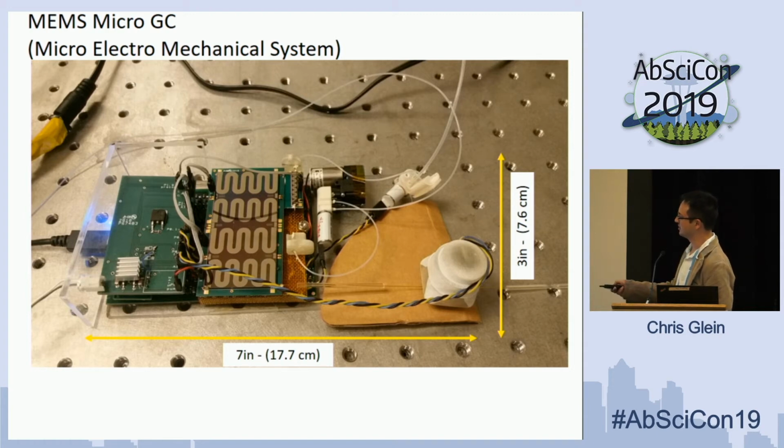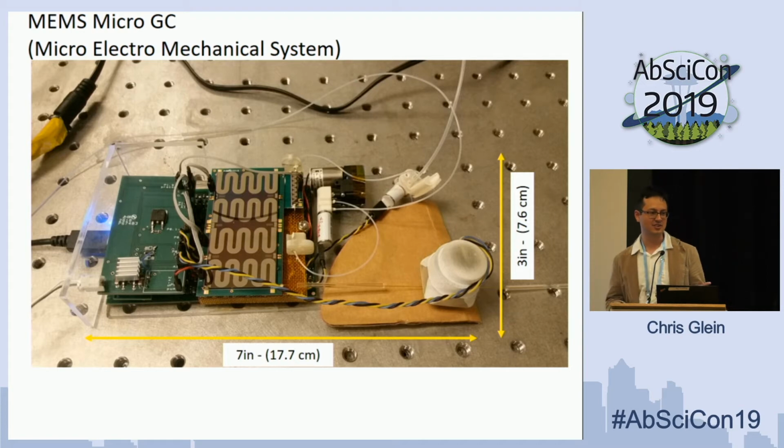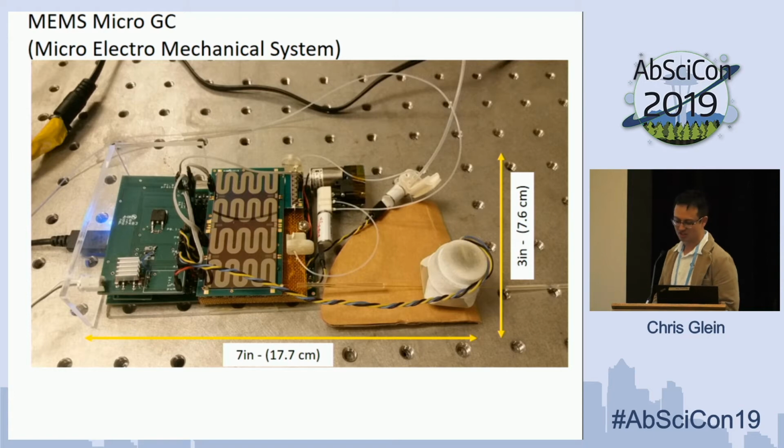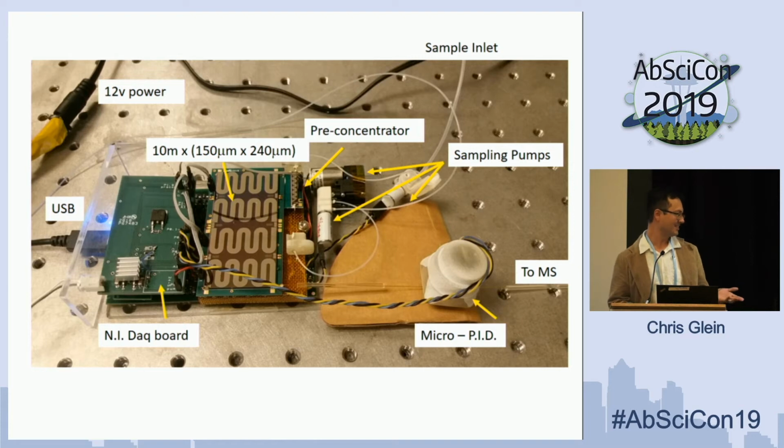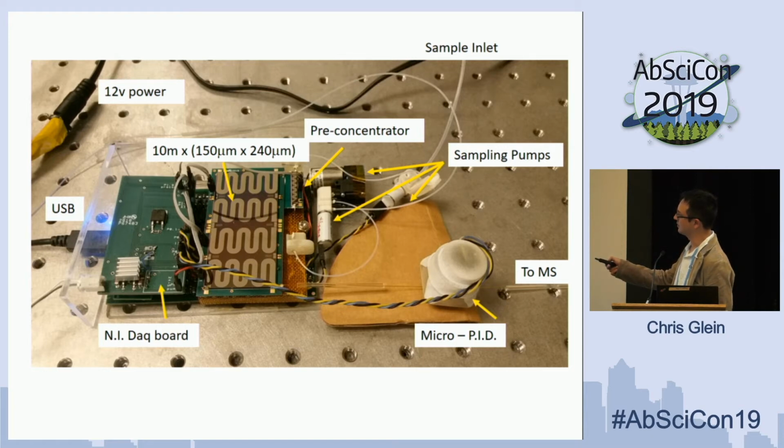So you can see here, these are dimensions. It's on the order of centimeters or inches. And the column is actually etched on a silicon chip right there. So this is a column that's actually 10 meters long, but it doesn't take up 10 meters of space. It's actually really small and nice to use. And so what you actually do is you pump in a sample that goes through a pre-concentrator, so you get a nice plug of organics, and then you thermally desorb it through this column, and then you can do analysis.